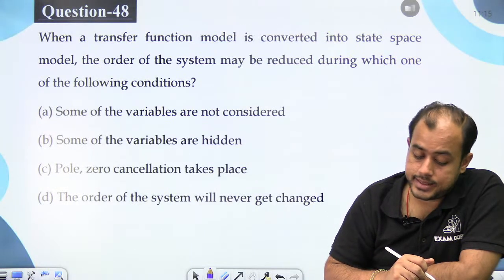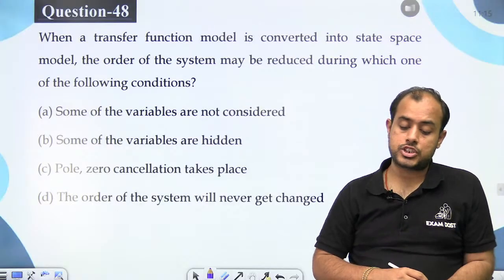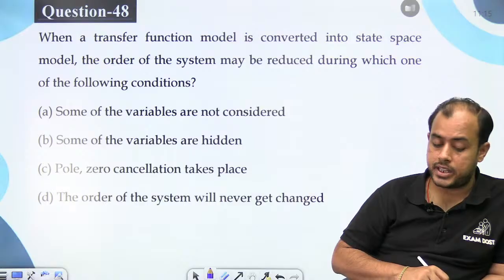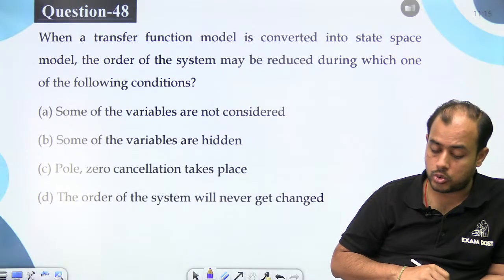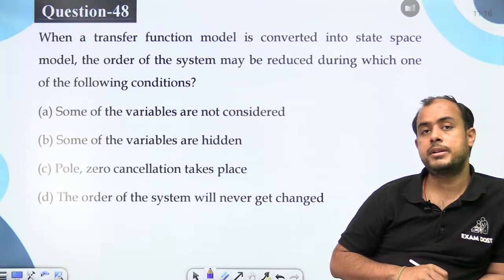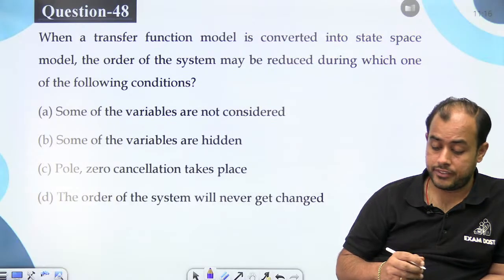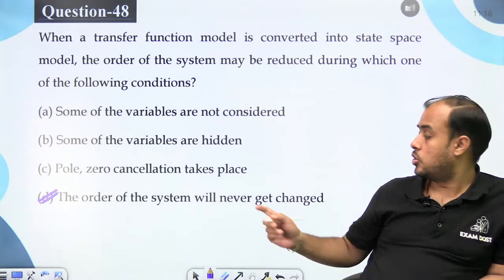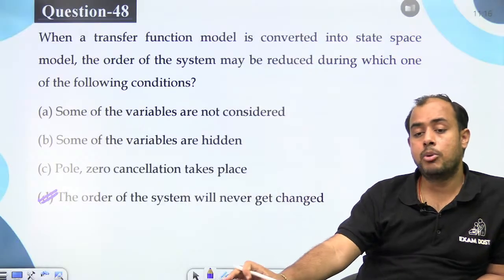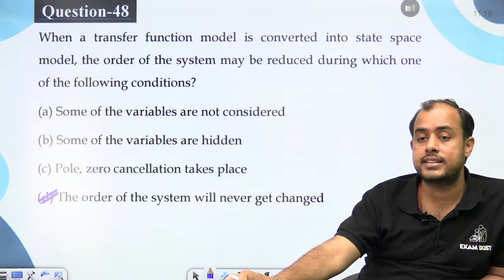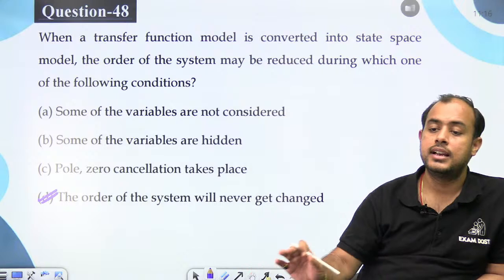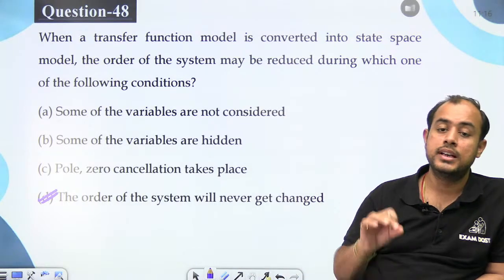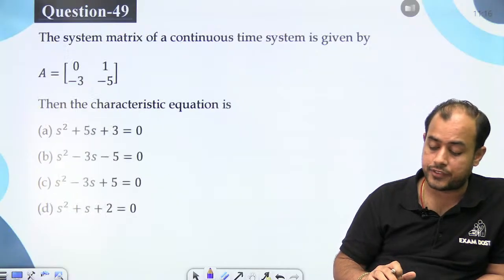ESE 2009. When a transfer function model is converted to state space, the order may be reduced during which of the following? Order कब reduce हो सकता है? बेसिकली ऑर्डर चेंज नहीं होगा, क्योंकि अगर सी ऑप्शन भी देखें, पोल जीरो कैंसिलेशन टेक्स प्लेस इनसाइड ट्रांसफर फंक्शन. ट्रांसफर फंक्शन से स्टेट स्पेस पे जाते हुए नहीं कैंसिल होते पोल जीरो, दे गेट कैंसिल्ड इन द ट्रांसफर फंक्शन इटसेल्फ.